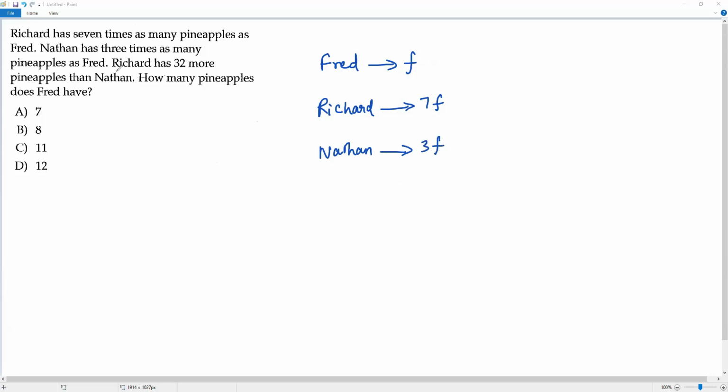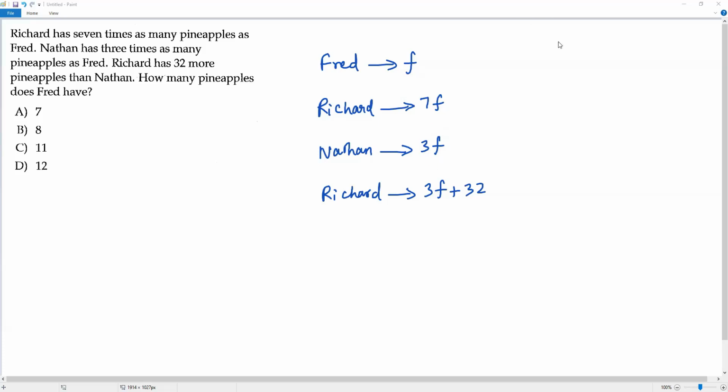Okay, now let's go to the next information. Richard has 32 more pineapples than Nathan. Already we know that Nathan has 3F number of pineapples. So if Richard has 32 more than that, we have to add 32 to this 3F to get the number of pineapples that Richard has. So 3F positive 32, because the last information says Richard has 32 more pineapples than Nathan. Nathan has 3F number of pineapples, and 32 more than 3F will be 3F positive 32.